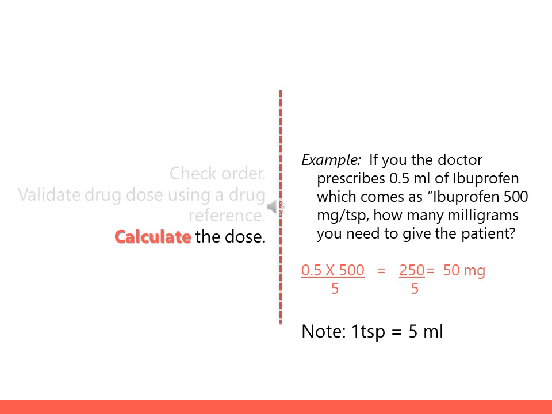divided by the available. What is the available dose? What is the available medication that you have? Teaspoon. It says there 500 milligrams per teaspoon. But the order is in ml and the available is in teaspoon. That's why you need to convert teaspoon to ml. That's why you need to divide 0.5 by 5 and multiply by the quantity, which is 500 milligrams. And it will give you an answer of 50 milligrams.